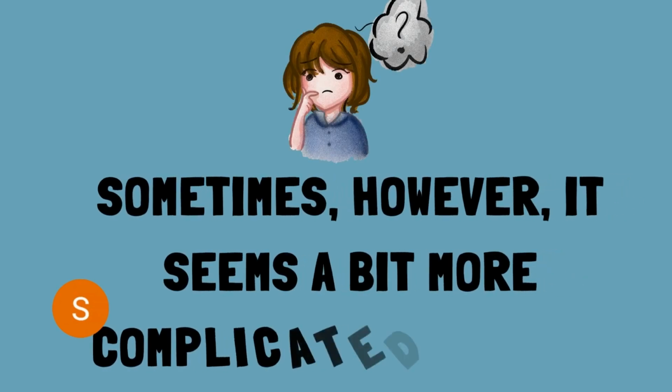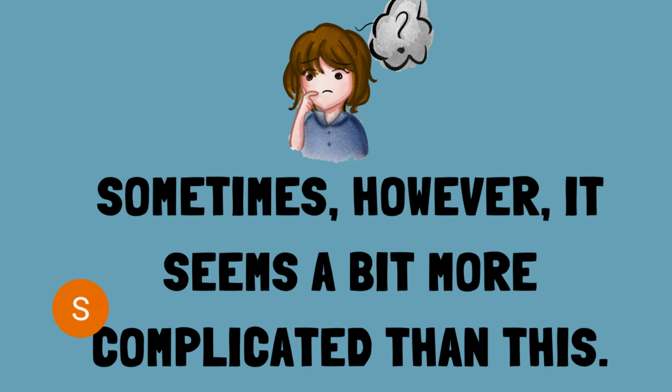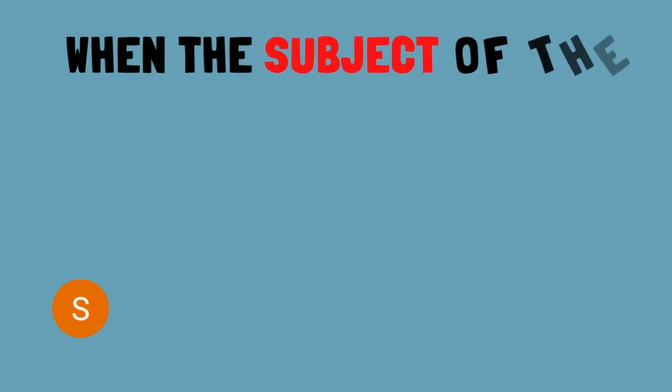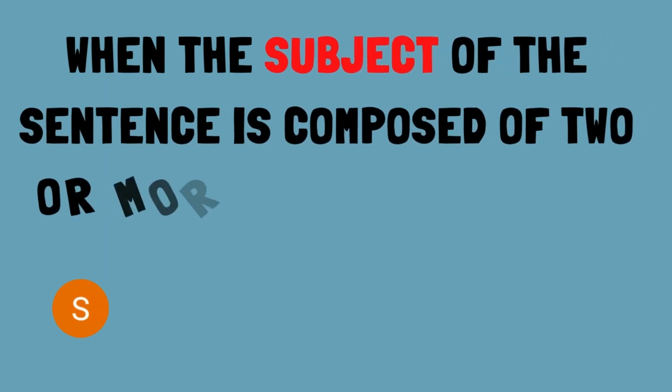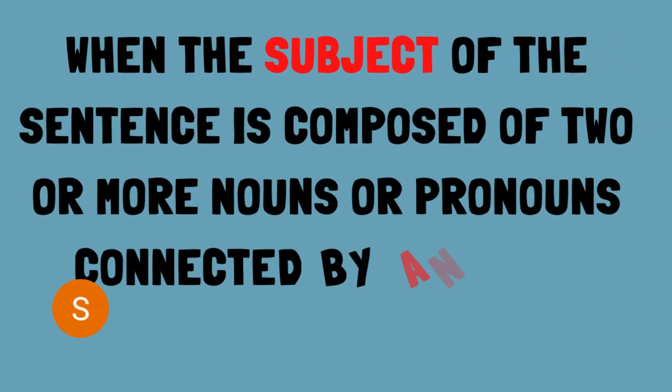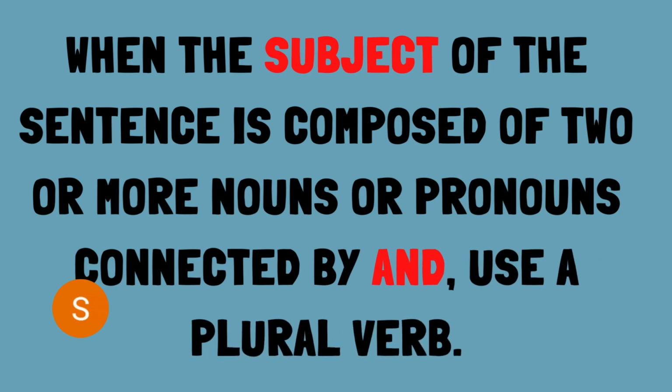But, my dear students, it is not that easy as it seems. Sometimes it becomes a little bit more complicated than this. And then the question arises, what will come now? Now we are going to see when the subject of the sentence is composed of two or more nouns or pronouns and they are connected by and. Then what will we be using? We will be using at that time a plural verb.